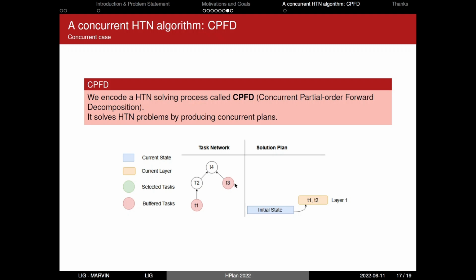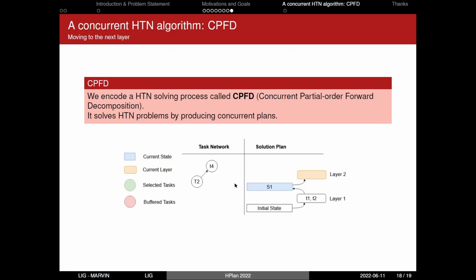But at the next iteration, no task is available. So we apply what we call a layer switch, which means applying the effects of the tasks contained in the first layer, obtaining a second state S1, and then the process iterates from there, but with the state S1 instead of the initial state as the current state. The algorithm stops whenever there is no more task left in the task network.